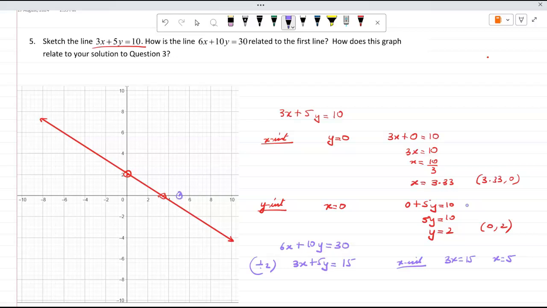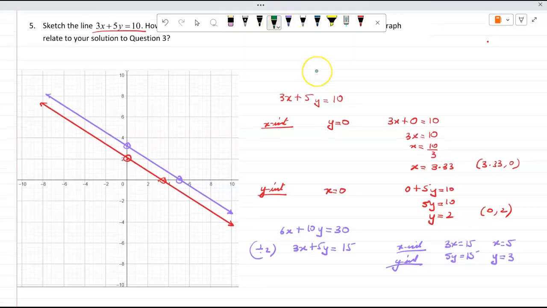And then for the y-intercept, you plug in x as 0. So it becomes 5y is equal to 5, so y is equal to 1. So (0, 1). So if you have this, what can you say about these lines? They're both linear lines, and they're parallel to each other. So the lines are parallel.